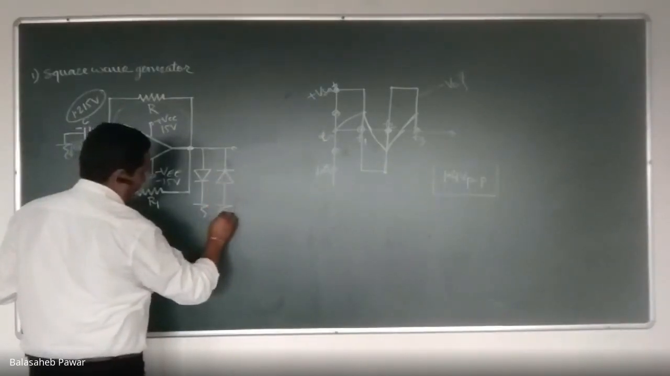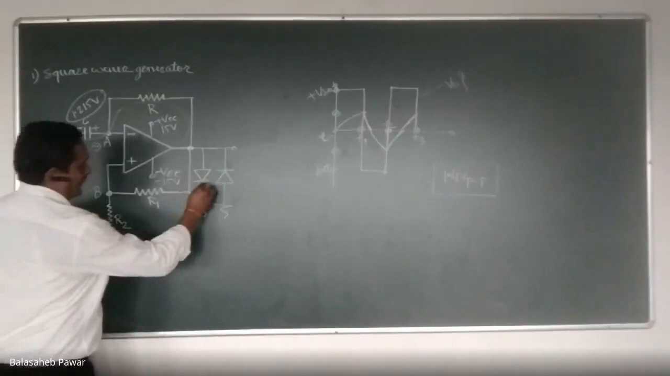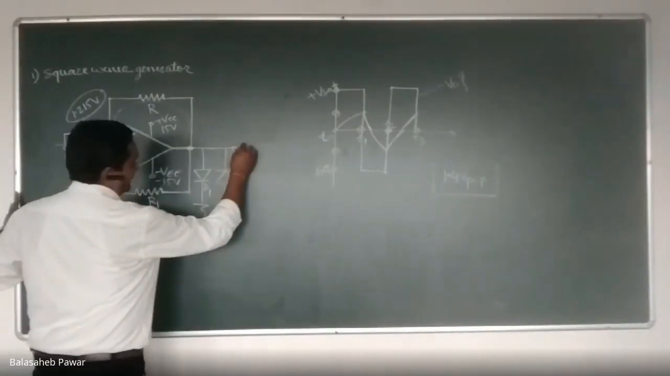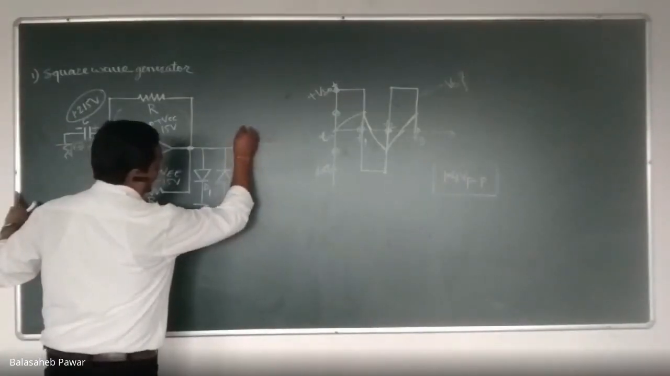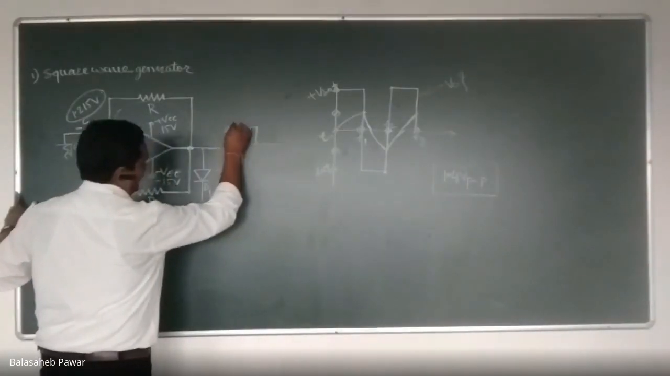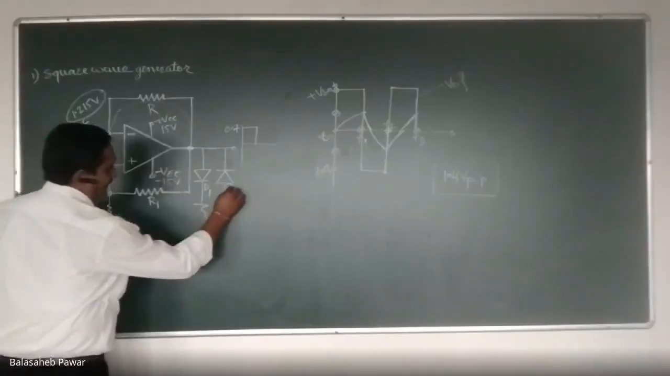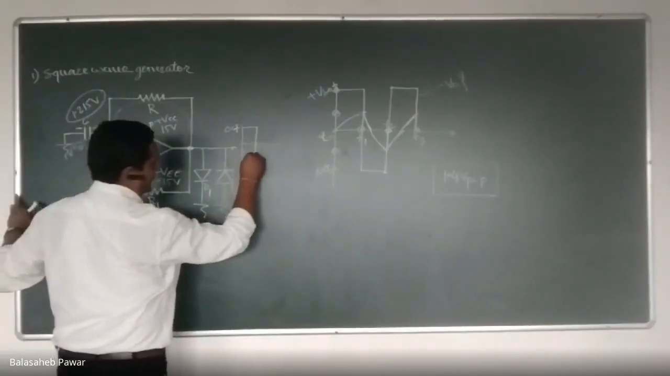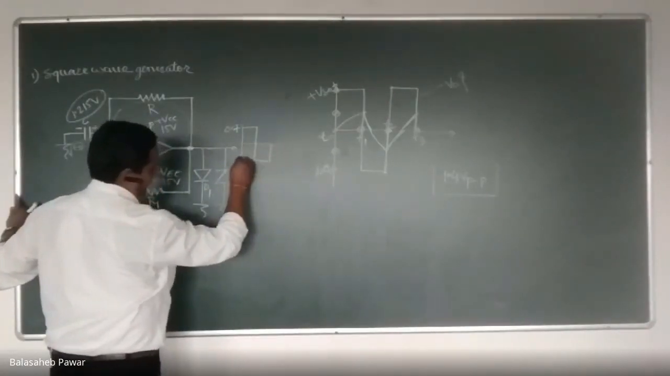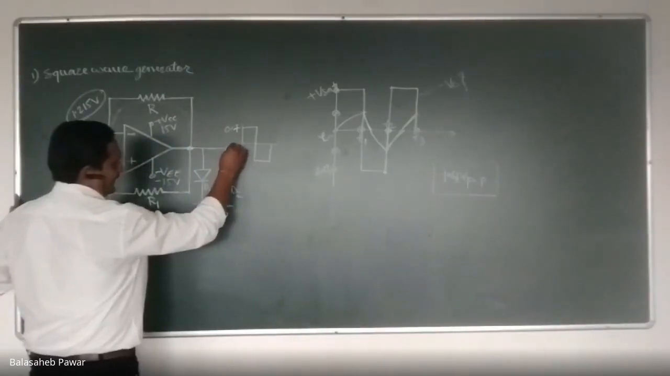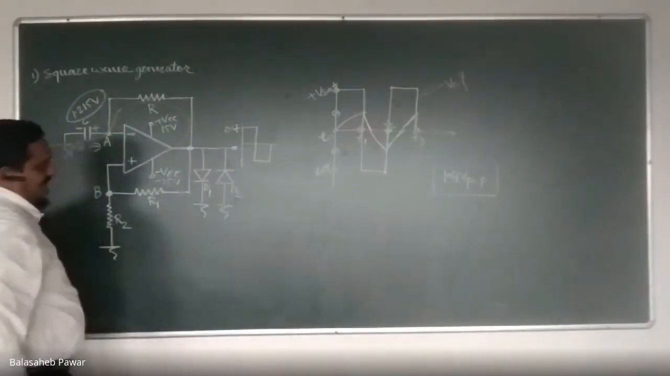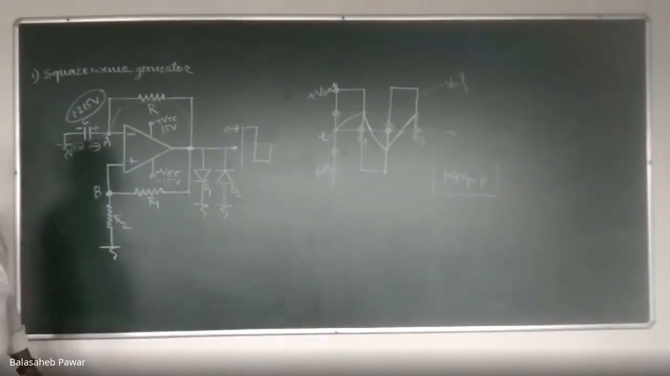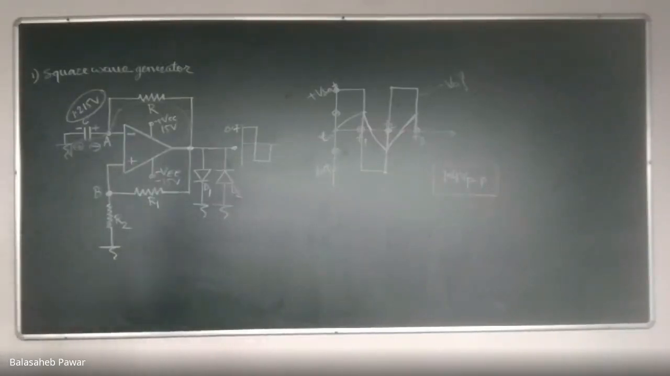So see, whenever the output switches to plus Vsat, diode D1 will conduct, correct? And how much will be the drop across it? During plus Vsat, the drop across the diode will be 0.7, right? And whenever the output is minus Vsat, diode D2 will conduct and the drop across it will be 0.7 again. We are measuring the voltage at this terminal, that's why it will look negative. So the peak to peak voltage will be 1.4 volts peak to peak. Are you getting it?